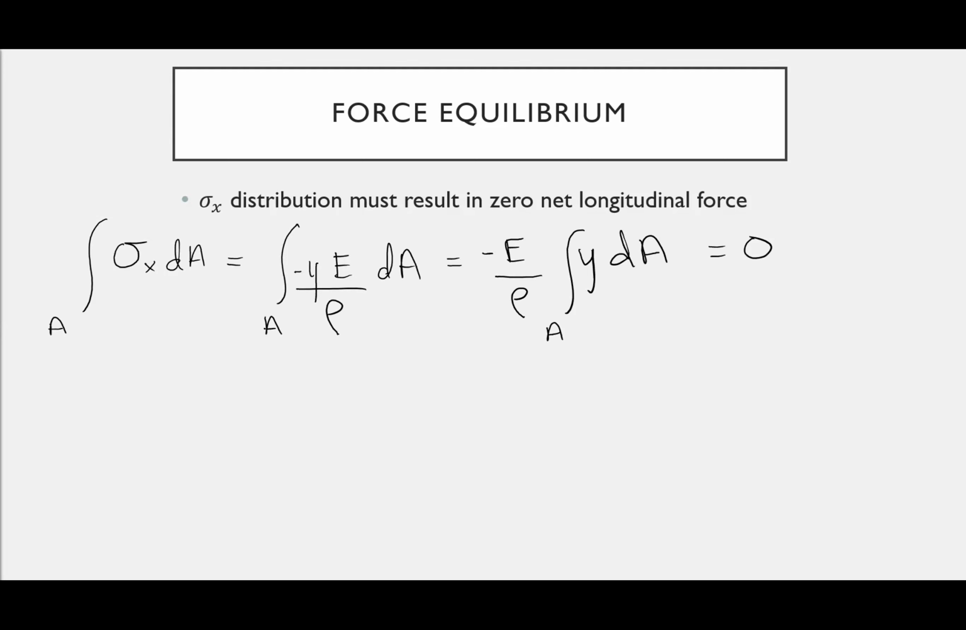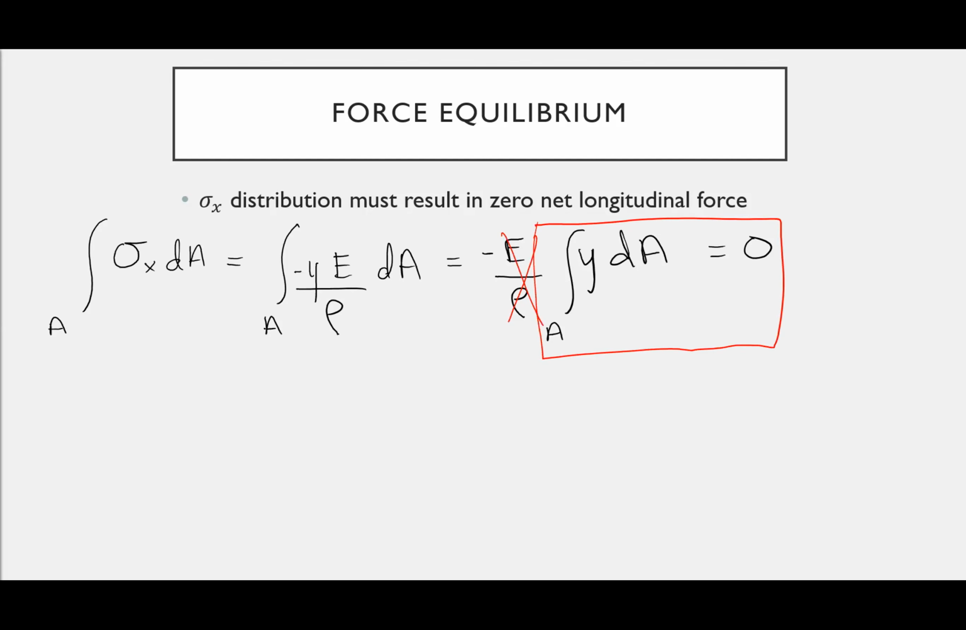And we know that that has to sum to equal 0, right? Can E over rho ever equal 0? No, those are constants, they can't equal 0. Which means that this integral must equal 0.